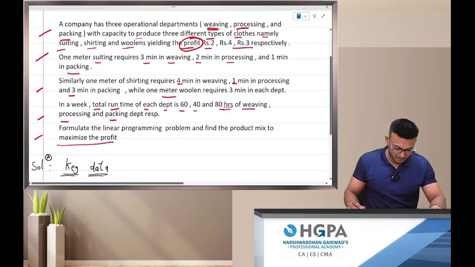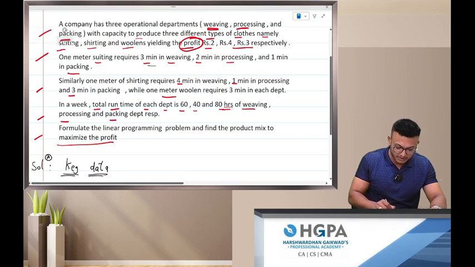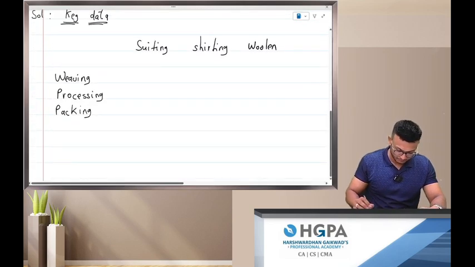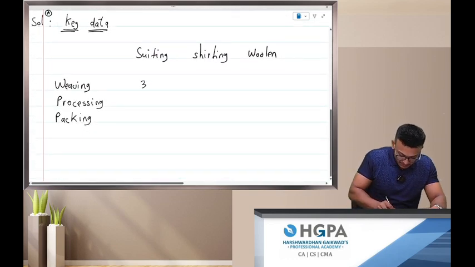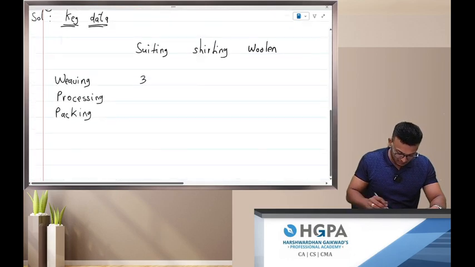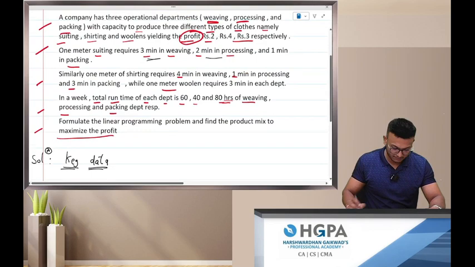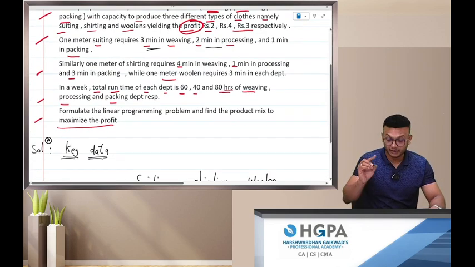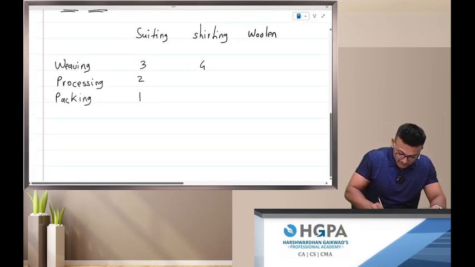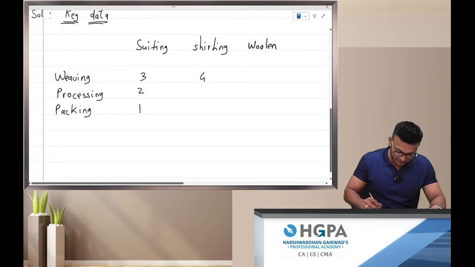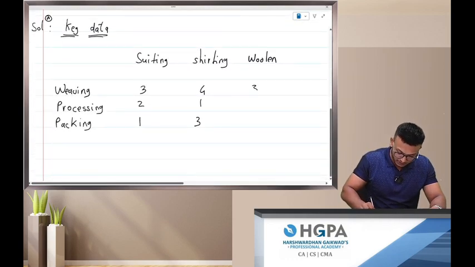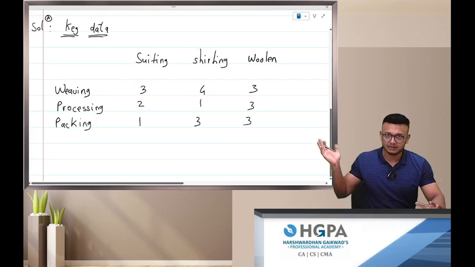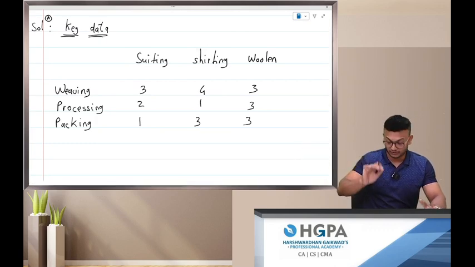See, 1 meter suiting requires 3 minutes in weaving, 2 minutes in processing, and 1 minute in packing. So 3, 2, and 1. Then we go to shirting. Similarly, 1 meter of shirting requires 4 minutes in weaving, 1 minute in processing, and 3 minutes in packing. The last is woolen, 3 minutes in each. So 3, 3, and 3. Okay, that's it. 90% of your work is done here only, of formulation, not Simplex.